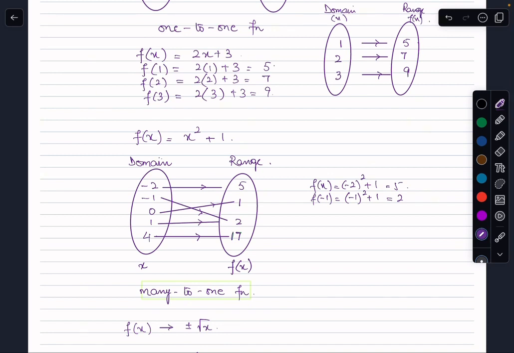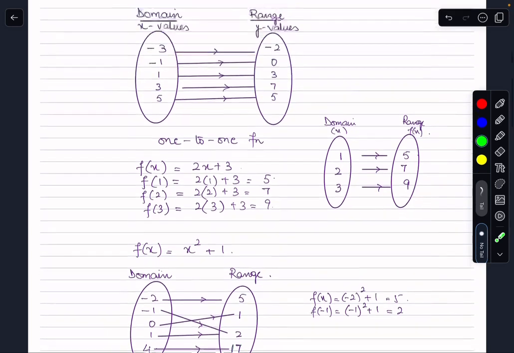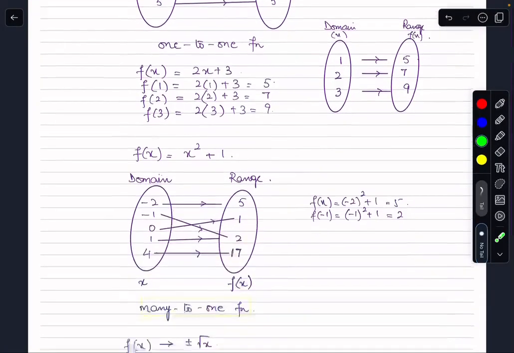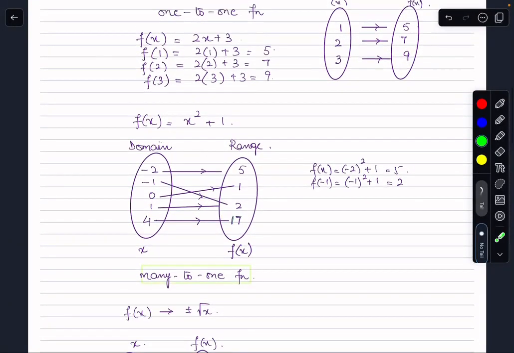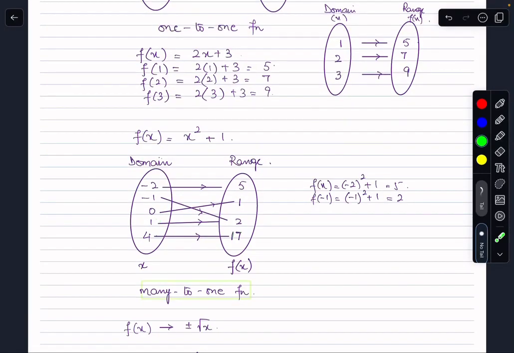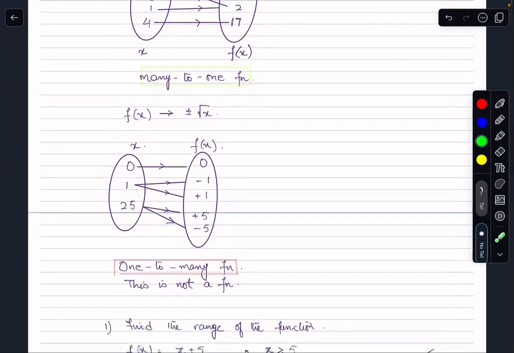Now the unique thing that I see here is that two of the values, -1 and 1, were mapping onto the same range or y value or function value. -1 mapping onto 2, 1 is also mapping onto 2. Such functions are called many-to-one functions, and this is possible for a function to be valid. So we got a one-to-one function, where every value was unique. Then we have a many-to-one function where two of the x values are mapping onto the same y value. Many-to-one is a valid function.